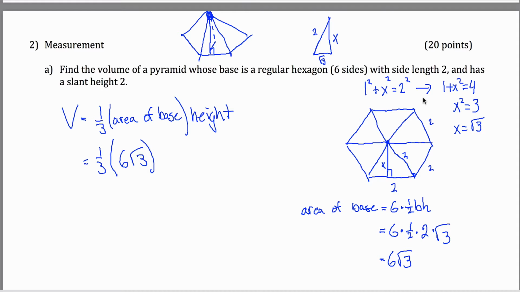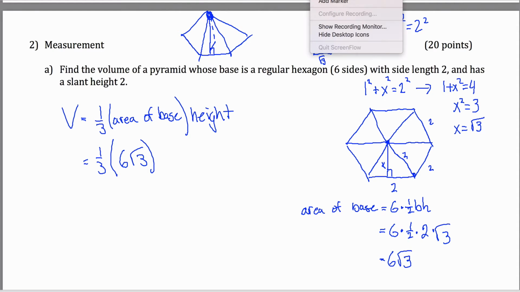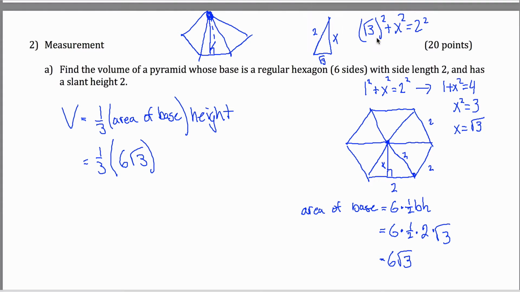Okay, so I can solve for x here. I know that root 3 squared plus x squared must be equal to 2 squared. The square root of 3 squared is just 3. So 3 plus x squared has to be equal to 4. So x squared has to be equal to 1. So x has to be equal to 1. In other words, the height of this guy is exactly 1.